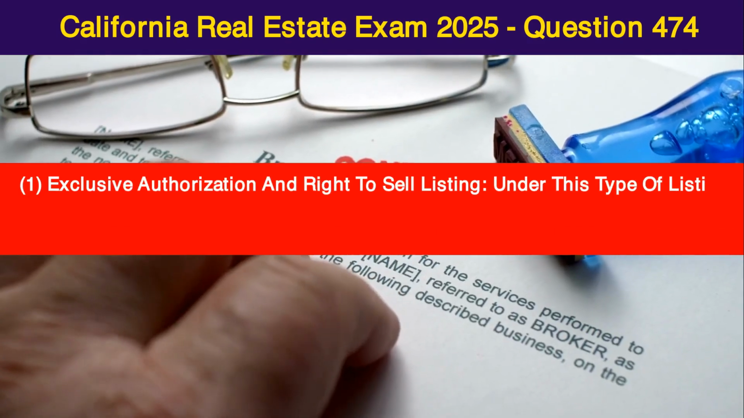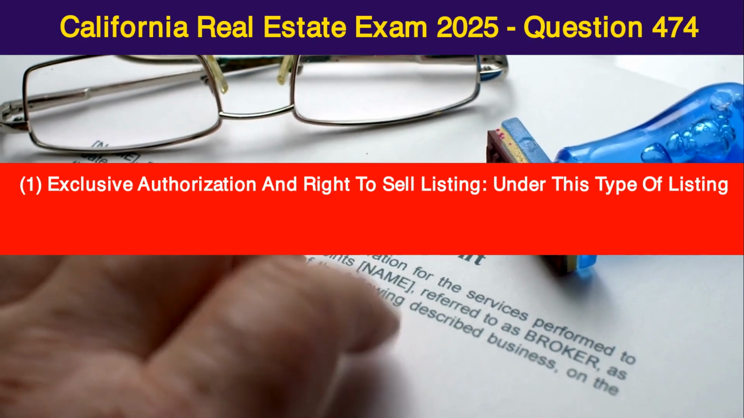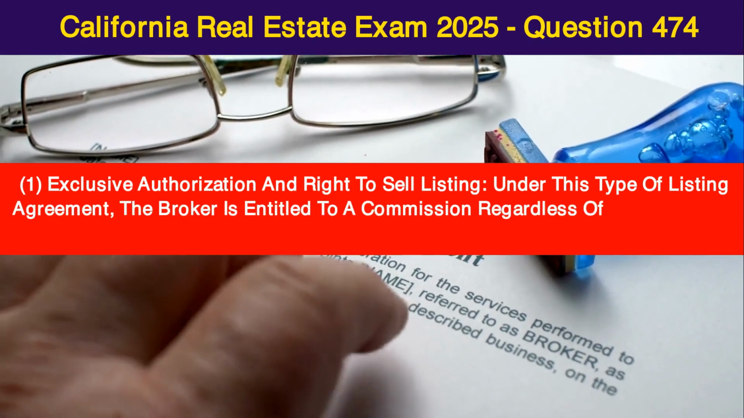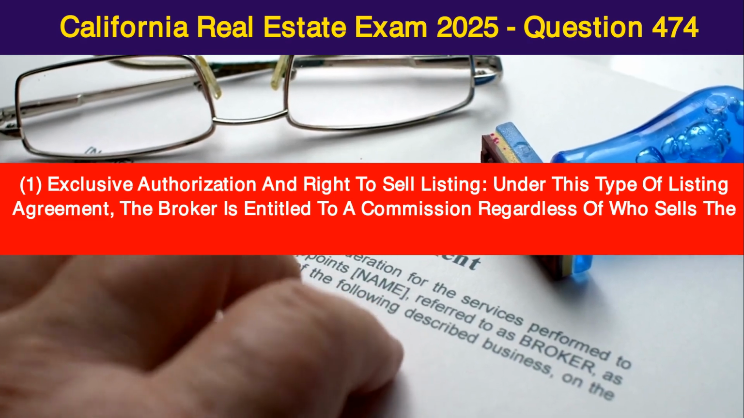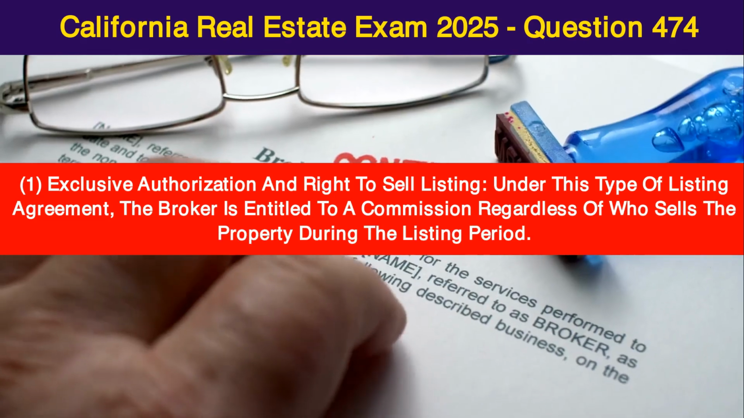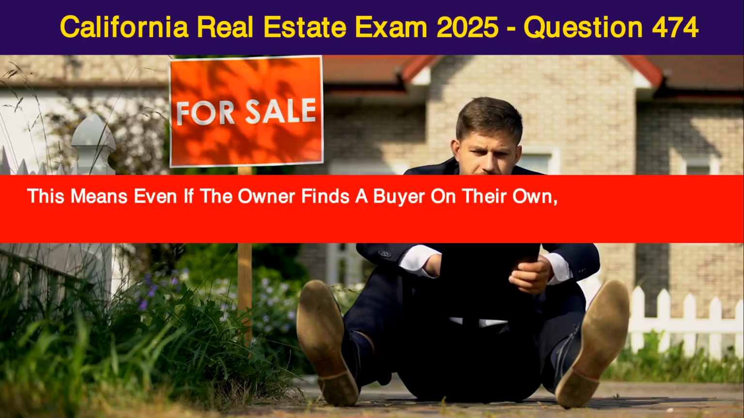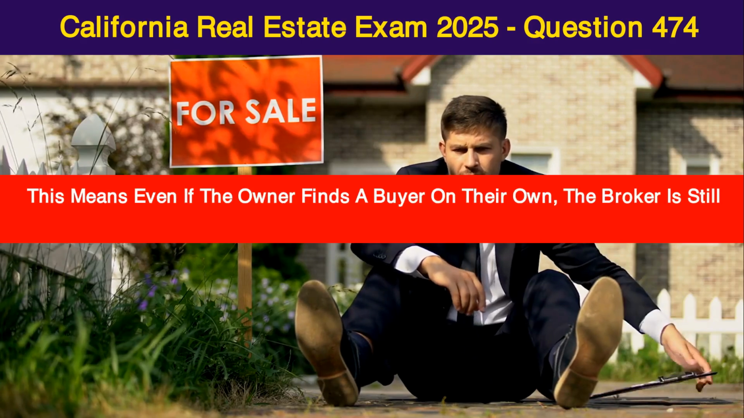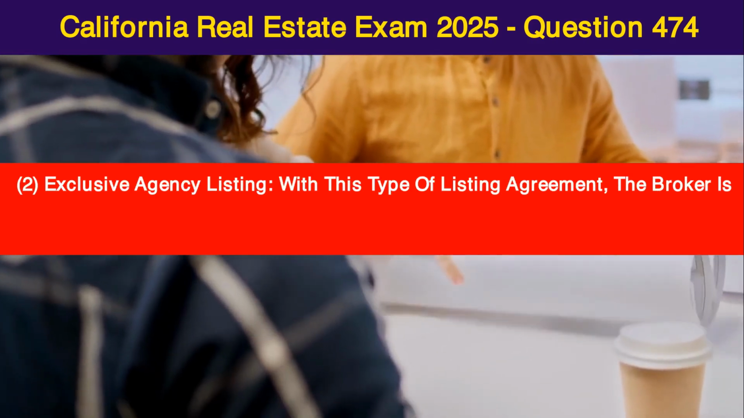1. Exclusive authorization and right to sell listing. Under this type of listing agreement, the broker is entitled to a commission regardless of who sells the property during the listing period. This means even if the owner finds a buyer on their own, the broker is still owed a commission. 2. Exclusive agency listing.